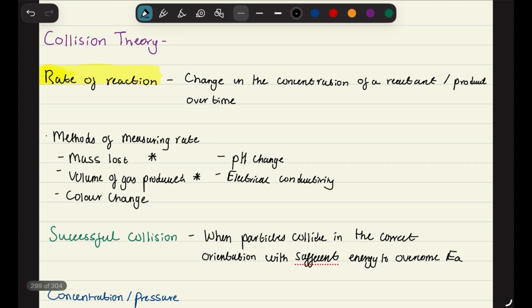With regards to your A level, really, to be honest, the main two that you're going to focus on are these ones. So mass loss and the volume of gas produced, which is why I put stars next to them, and I'm highlighting them in green. So just know that those are the main ones that you're going to be working with in A level.